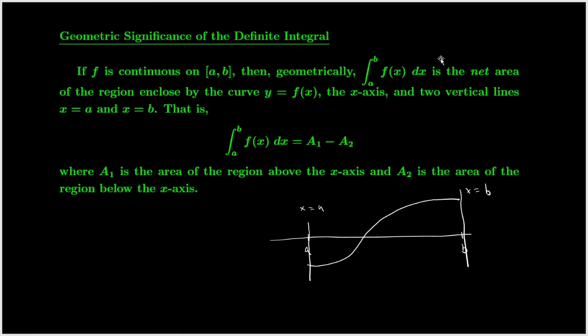Now let's use A1 to denote the area of the plane region above the horizontal axis, and use A2 to denote the area of the region below the horizontal axis. Then geometrically, the definite integral of the function f of x from a to b is A1 minus A2. That's why we say it's a net area.